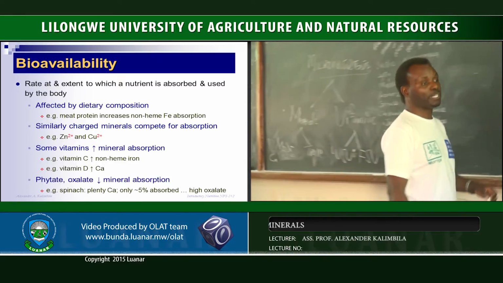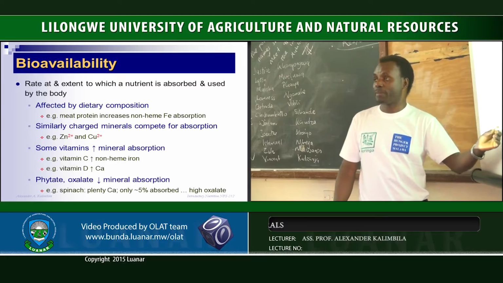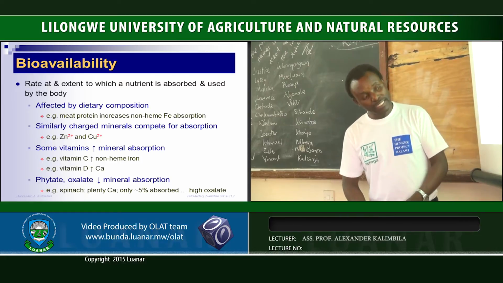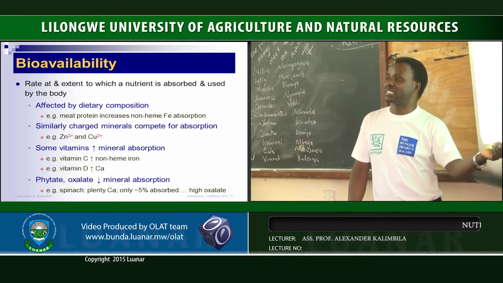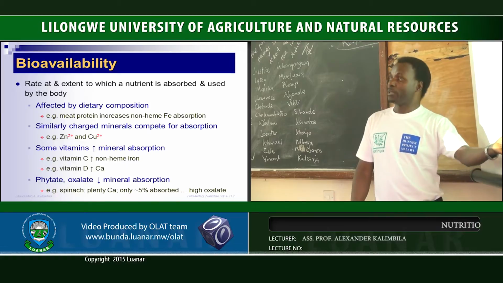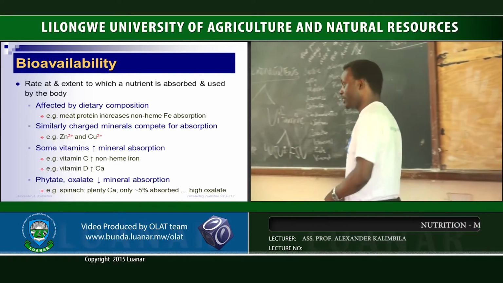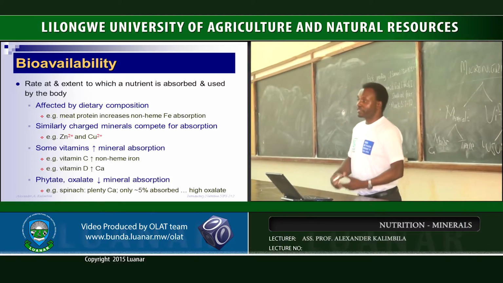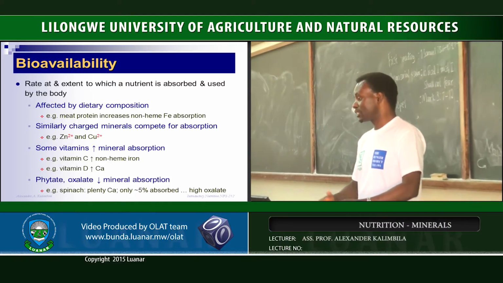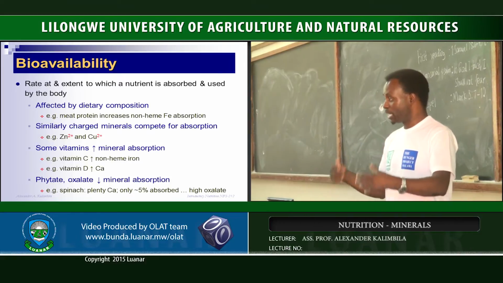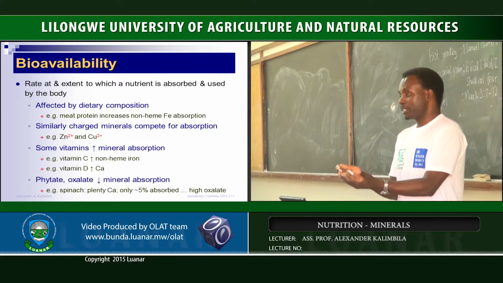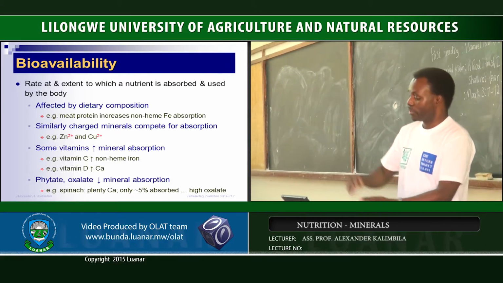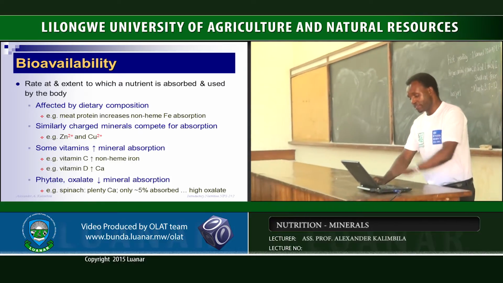Look at spinach. Spinach has got plenty of calcium, and I'll come back to this in slides that follow, but only 5% is absorbed from spinach because spinach is very high in oxalic acid. So bioavailability is affected by real things. Although you might be consuming adequate amounts from a dietary perspective, there are things that will block bioavailability and we have to be aware of them.